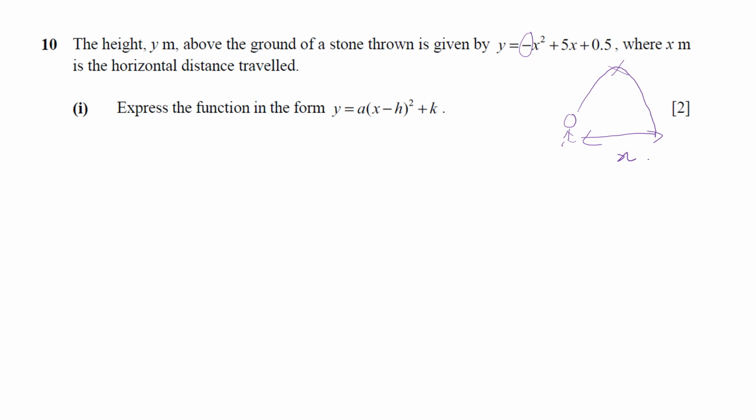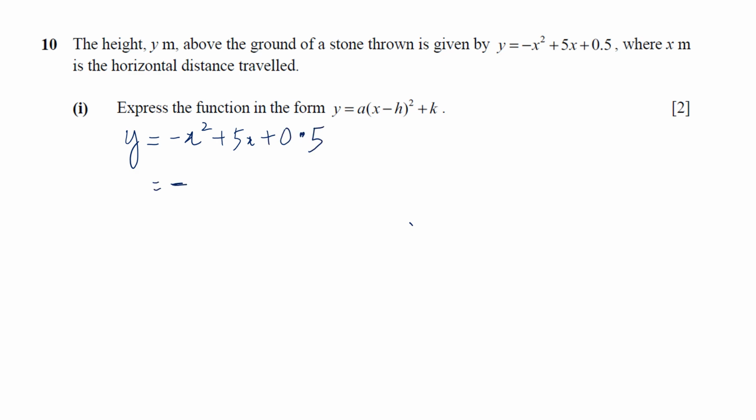Alright, express the function. So you are asked to perform completing the square on this quadratic curve. Okay, so let's do it. It's not difficult, you just need to know the rules well. To complete the square, you have to make the coefficient of x squared positive 1. That's very important. So I need to factorize the negative out. We don't bother about 0.5. We leave it far away because we just need to complete the square for these two terms.